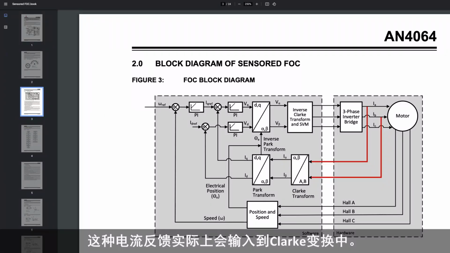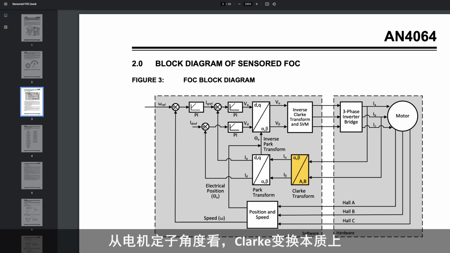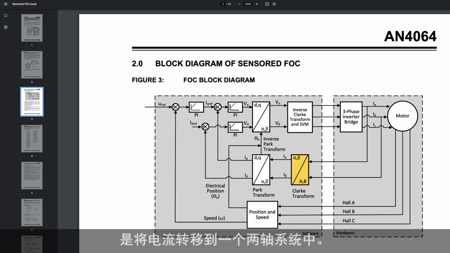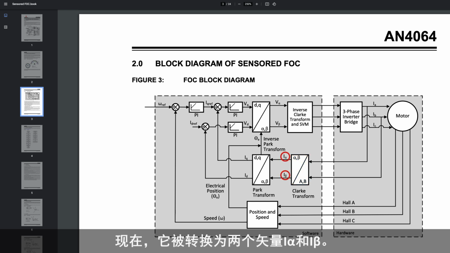This current feedback goes into something called the Clarke transform. The Clarke transform moves that current into a two-axis system, seen from the perspective of the stator of the motor. So now it is converted into two vectors, I alpha and I beta.